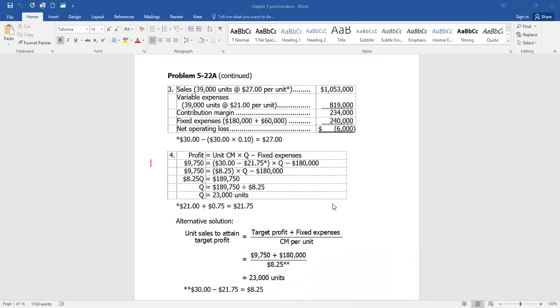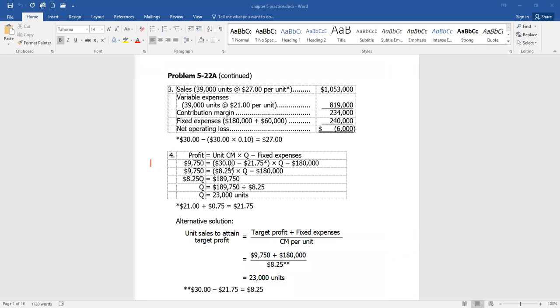In part 4, refer to the original data. The marketing department thinks that a fancy new package for the laptop computer battery would help sales. The new package would increase cost by 75 cents per unit. So now we're increasing variable costs or expenses. Assume no other changes. How many units would be sold each month to earn a profit of $9,750? So now what's happening?